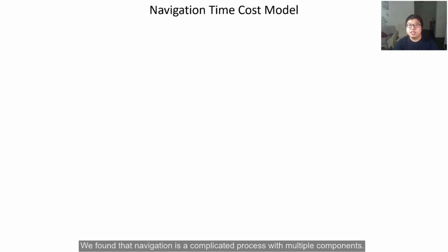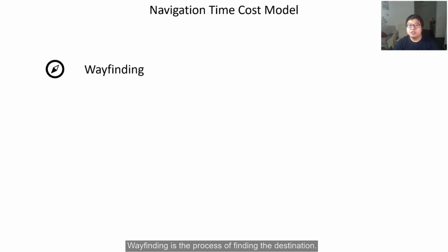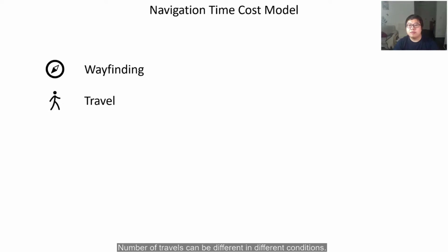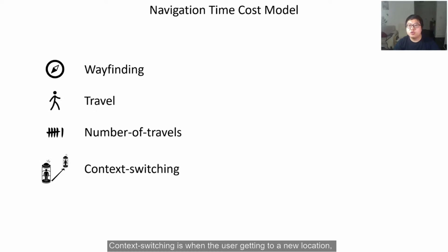We found that navigation is a complicated process with multiple components. We identified 4 components from the literature. Wayfinding is the process of finding the destination. Travel is the motor part of getting to the destination. The number of travels can be different in different conditions. Context switching is when the user gets into a new location. She needs to reinterpret the new environment based on expectation.